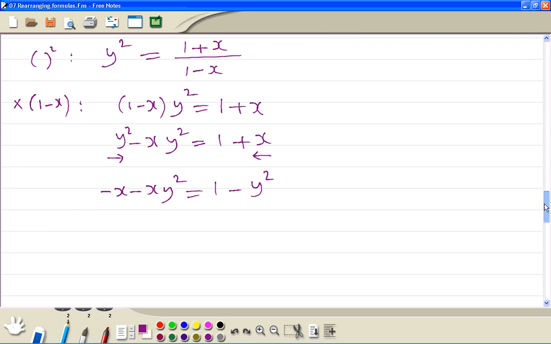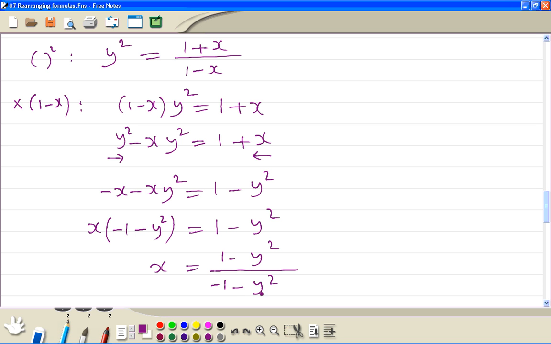Then we have x as a common factor, so x times minus 1 minus y squared is equal to 1 minus y squared. So therefore x is equal to 1 minus y squared divided by minus 1 minus y squared. Or we can multiply top and bottom by minus 1, we get y squared minus 1 divided by y squared plus 1.